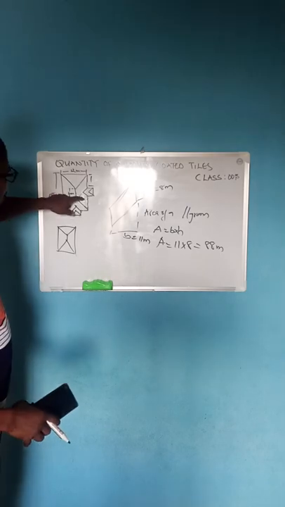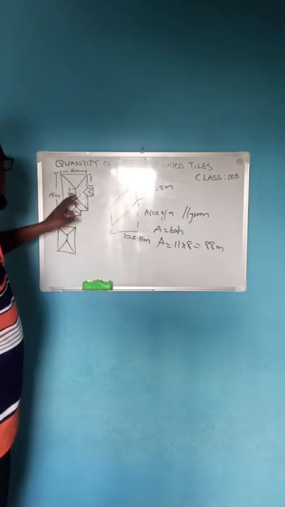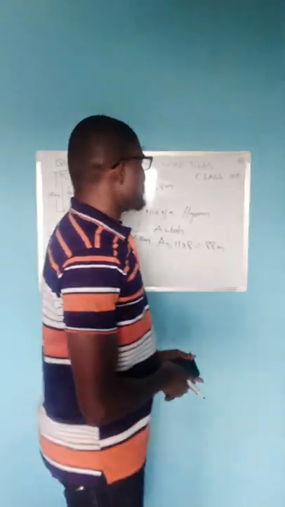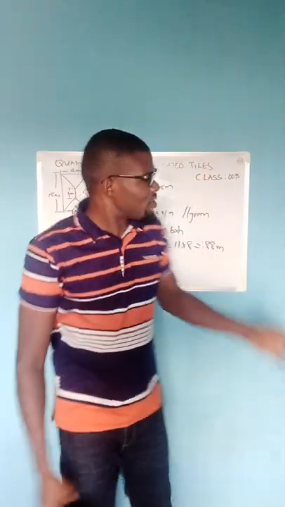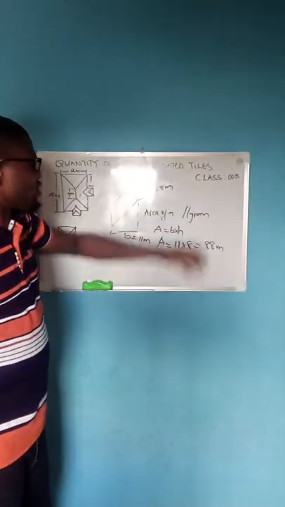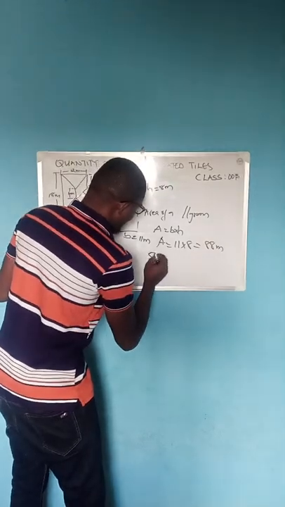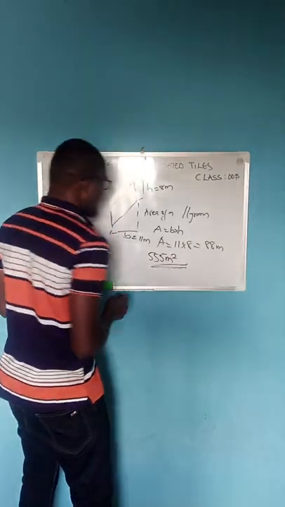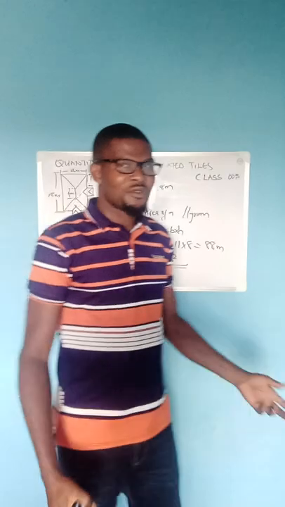Then you come to this one as well. This one forms a trapezium. You use the formula for the trapezium to calculate it. At the end of the day, you add all of them together. Then you go to the roofing company, the companies that sell roofing sheets, and tell them the total number you need. Let's assume, after adding all of them, you have 555 square meters. You tell them that you need 555 square meters. They will bring it out and give it to you and you pay.